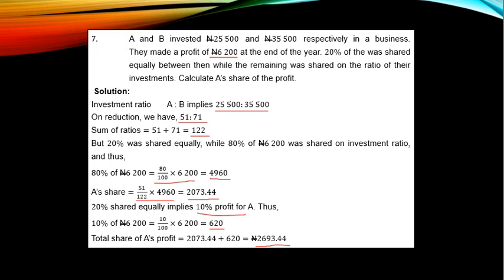2,693 naira 44 kobo. You can even decide to get the 10% first before 80%, whichever way. But remember, total share of A's profit is the 20% they share equally, that is 10%, plus the 80% they shared based on investment ratio. Are you following? Okay.